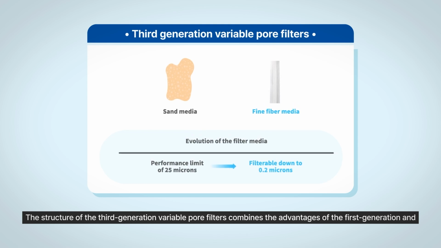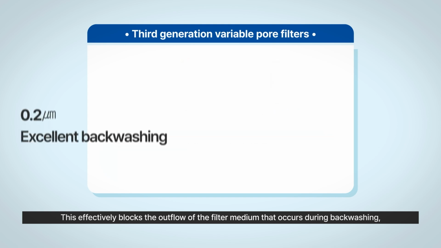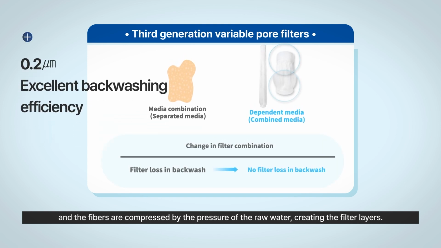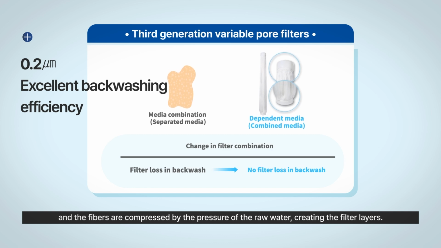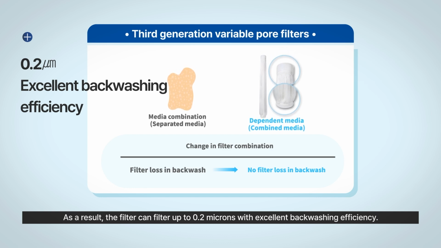The structure of the third-generation variable pore filters combines the advantages of the first-generation and second-generation filters. Fine, long fibers with a thickness as small as 1 to 100 of sand filters are used as the filtration method. Both ends of the fiber are combined with a plastic holder to mount it within the housing. This effectively blocks the outflow of the filter medium that occurs during backwashing, and the fibers are compressed by the pressure of the raw water, creating the filter layers. As a result, the filter can filter up to 0.2 microns with excellent backwashing efficiency.